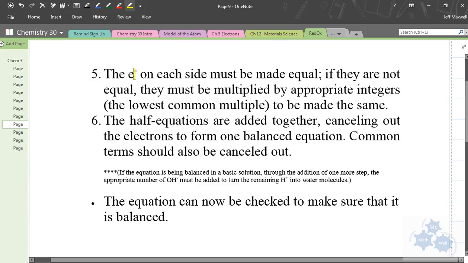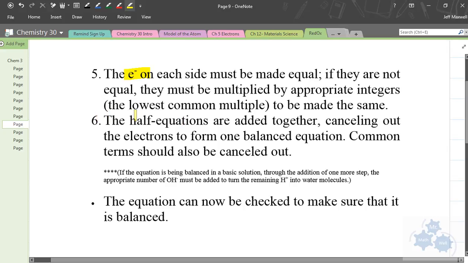All right. So the electrons on each side now must be made equal. If they are not equal, they must be multiplied by an appropriate integer, that is the lowest common multiple, to be made the same. Okay? What this means is that the electrons on each side must be equal when you're comparing the reduction half and the oxidation half. Again, this will make more sense once we do examples.